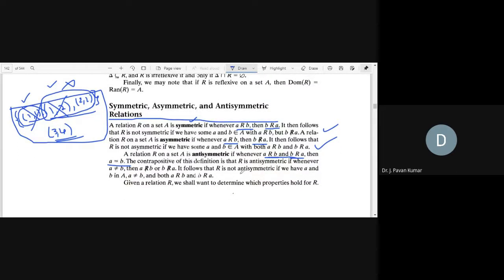Similarly, what is not antisymmetric? We have A and B such that A is not equal to B, but A is related to B and B is related to A. Then if the 1 comma 2, 2 comma 1 symmetric pair is also part of the relation, we can consider it as not antisymmetric.